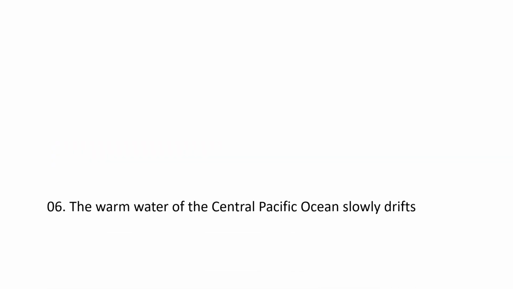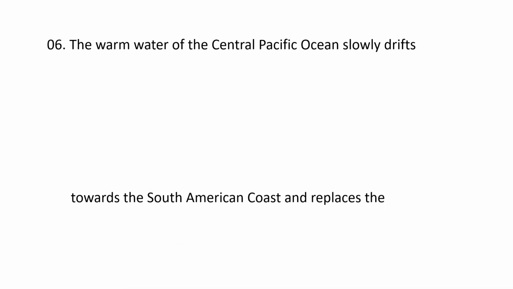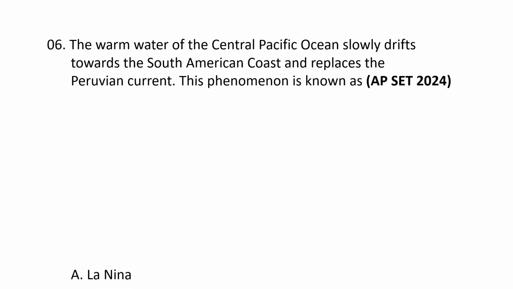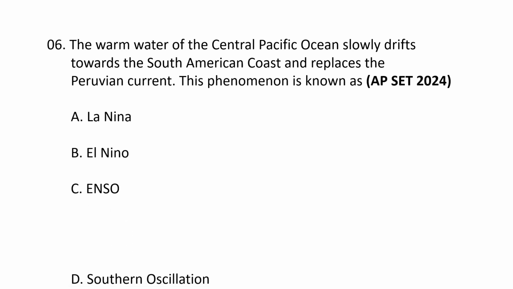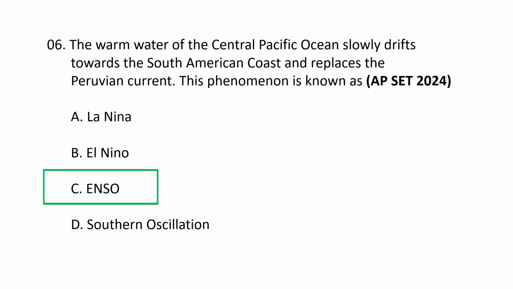Next question. The warm water of the Central Pacific Ocean slowly drifts towards the South American coast and replaces the Peruvian current. This phenomenon is known as A. La Nina, B. El Nino, C. ENSO, and D. Southern Oscillation. The correct option goes as B.